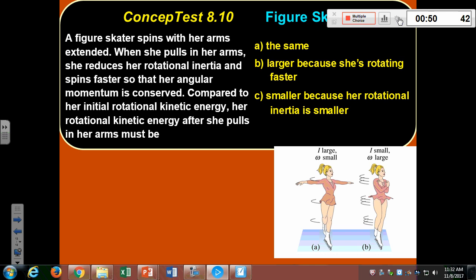And remember, let me just recap what I said. That I know that L is equal to I times omega, and that this remains constant. When she brings her arms in, this goes down, so this goes up. So then what happens to her kinetic energy? I goes down and omega goes up. What happens to her kinetic energy?